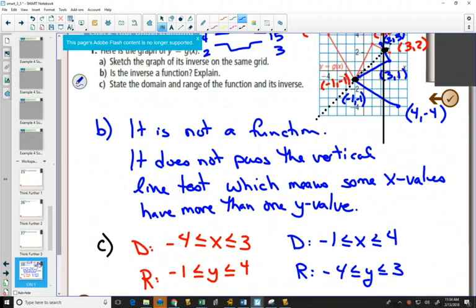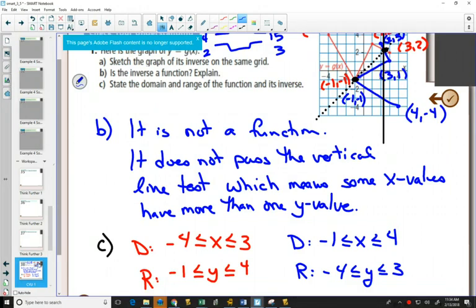Well, the big idea with inverses is that you're switching the x and the y's. Now, if your domain is your x values, and you switched x and y, can you see that your domain becomes your range, your y values of your inverse? And your range, which were your y values, become your x values, the domain of your original function.